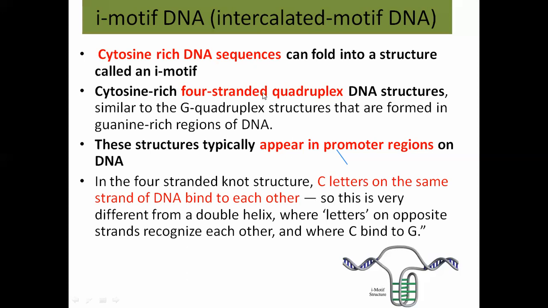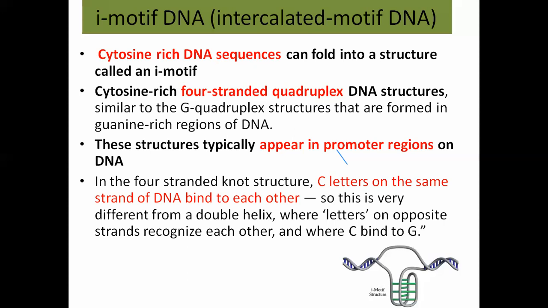In this four-stranded DNA structure, the cytosine on the same strand of DNA bind to each other. It will not bind to guanine. Okay, cytosine on the same strand of DNA bind to each other. Cytosine binds with cytosine itself. Cytosine will not bind with guanine. But what happens in DNA double helix? In DNA double helix, cytosine binds with guanine in the opposite strand. Okay, the letters on the opposite strands recognize each other and cytosine binds to guanine.